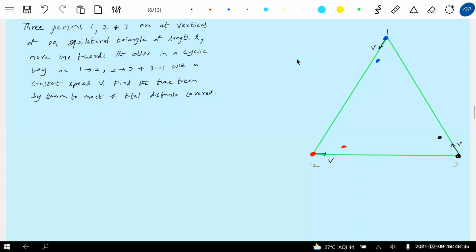So why can't it be on the same straight line? Because when 2 comes here, its velocity should be directed in this way. So therefore he will leave this path, it has to. So finally they will meet at the center of the triangle. The path of this will be like this, and the path of this will be like this.